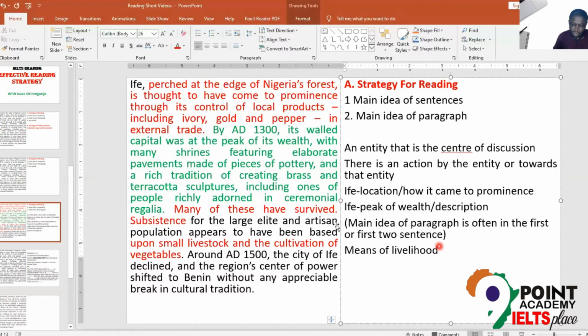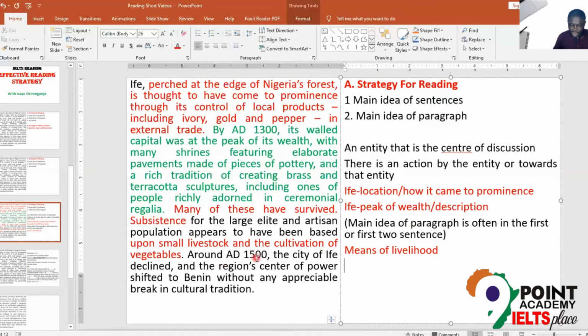You can decide to highlight them. So please take note of this one. I will color code the main idea so that you will know that it doesn't take long before you get what the main idea is all about. Now, what is it? Means of livelihood.